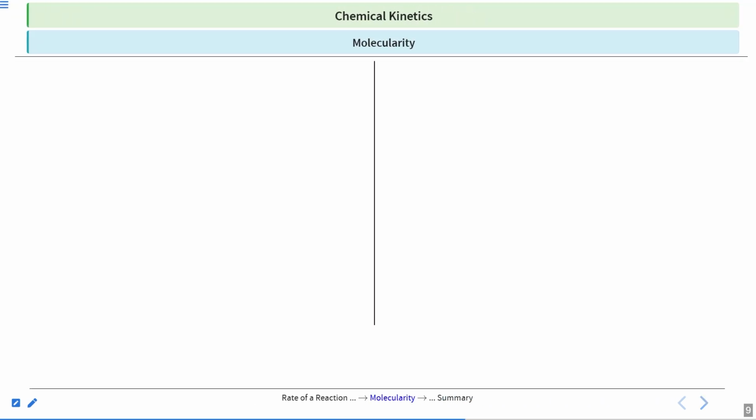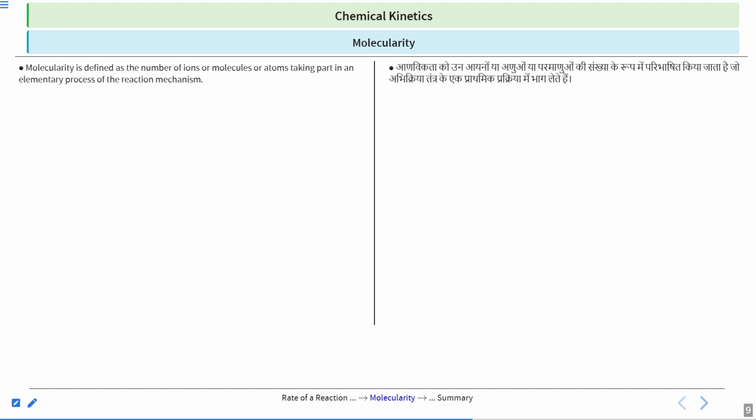Next important thing is your molecularity. What is molecularity? Molecularity is defined as the number of ions or molecules taking part in an elementary process of the reaction mechanism. I'm repeating it again: it is the number of ions or molecules that are taking part in an elementary process of a reaction mechanism. Why are we saying elementary? For that we have to see an example, which we will see later on. For now, remember that this is nothing but the number of ions or molecules taking part in an elementary process.